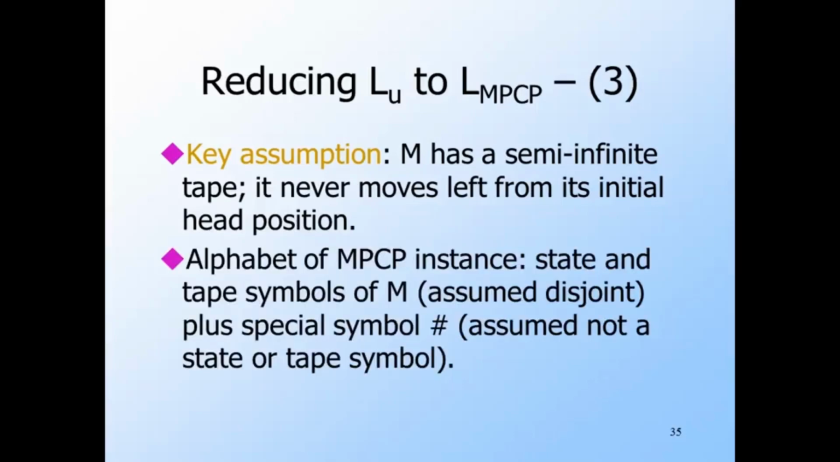The MPCP instance we construct will have an alphabet that consists of all the states and tape symbols of M, or rather the modified M, plus the special marker pound sign. We assume that the symbols used for states and tape symbols are disjoint, so we can tell one from another in the ID.